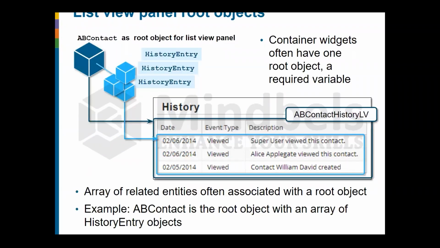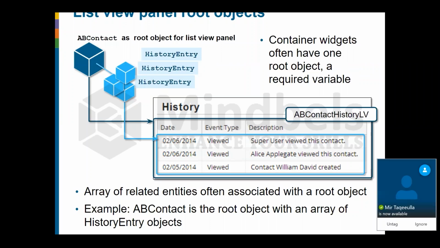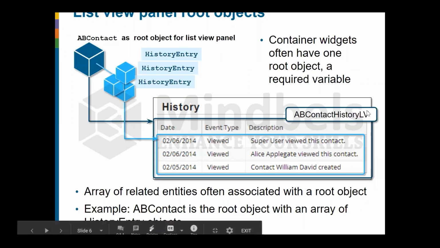So how does a list view actually operate? We know arrays, right? If I have an array of 10 numbers, how do I print it? I'll use a loop, which we call an iterator. So for list view to display those objects, we use iterators. To that iterator, we pass either a list, an array, or a query of data. An array of related entities is often associated with the root object.